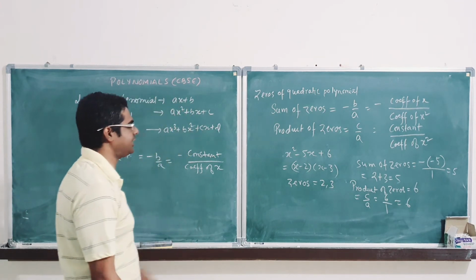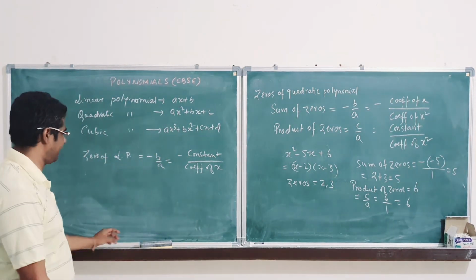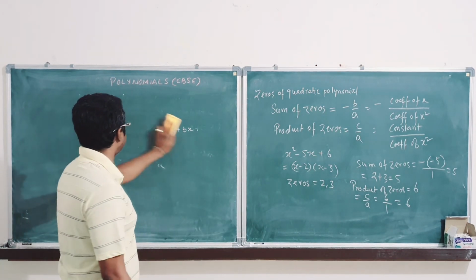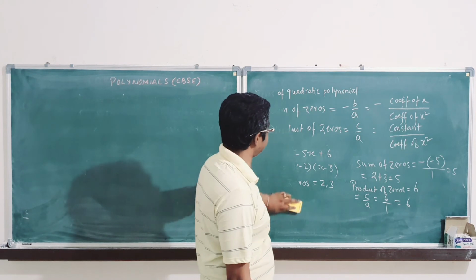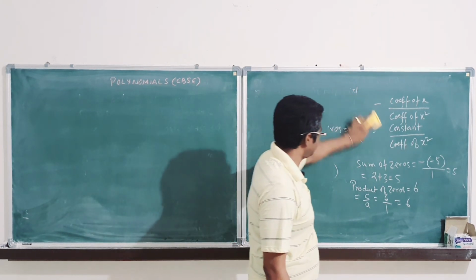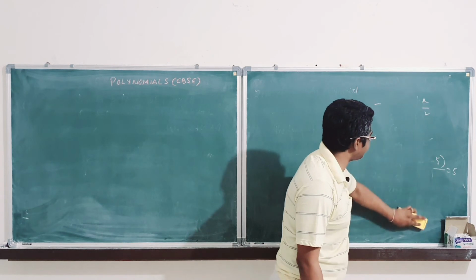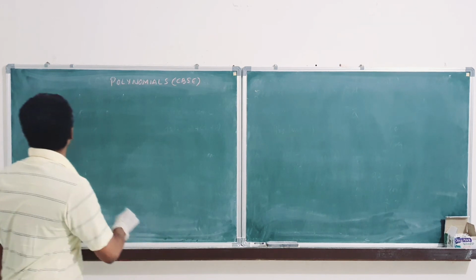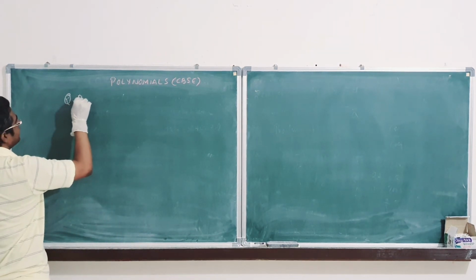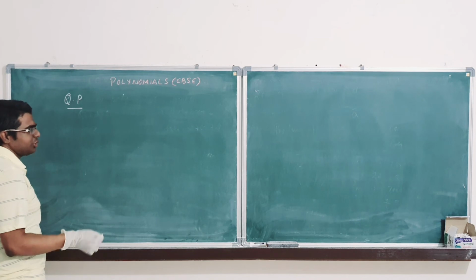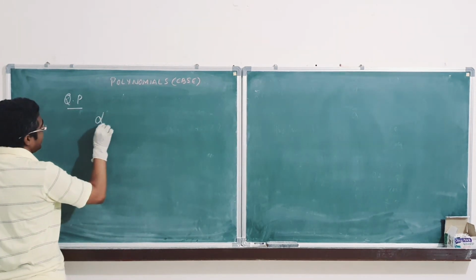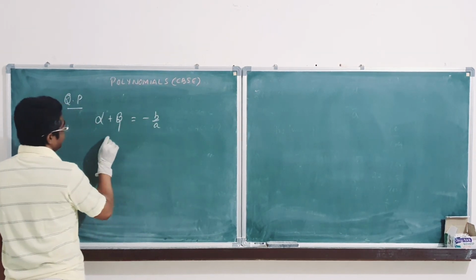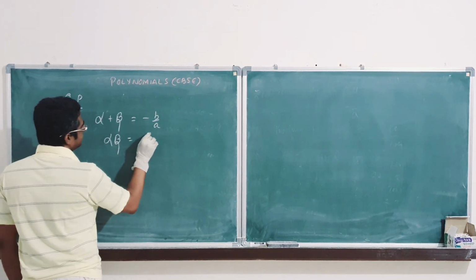This kind of verification problem will come to you and you need to do that. So this is for your quadratic polynomial and linear polynomial. This formula is very important, please remember. I'll just summarize it for you, don't worry. For a quadratic polynomial, if the zeros or the roots of the equation are alpha and beta, then alpha plus beta is equal to minus b by a, and alpha beta is equal to c by a.